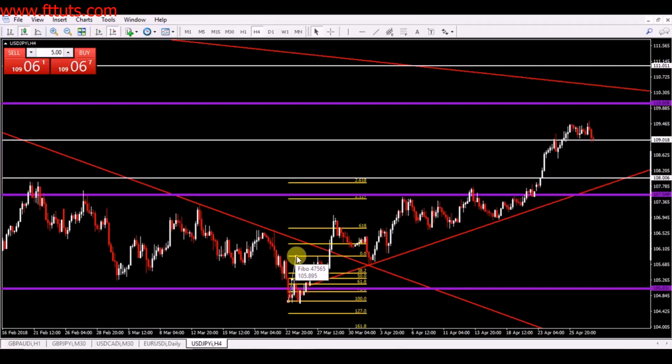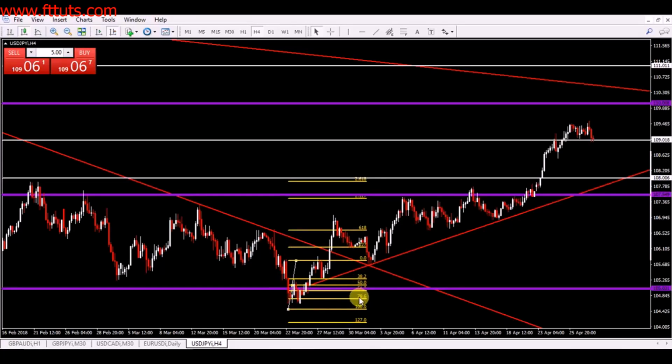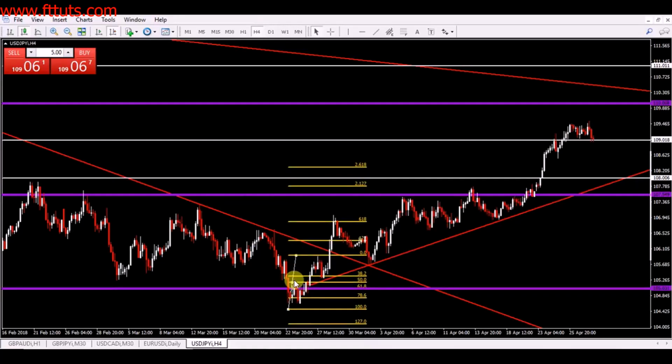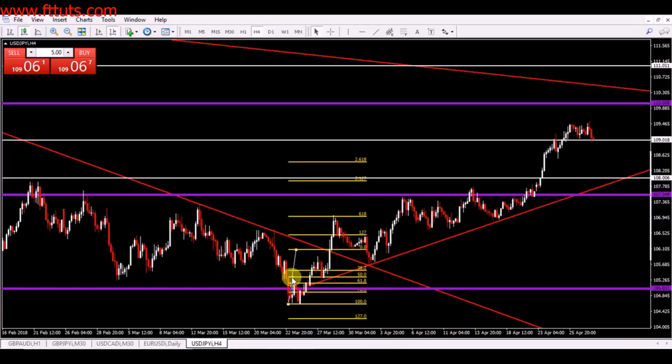If we get a retracement that's 61.8, 50, or 38.2, we can expect a 61.8 extension to be hit. If we have a retracement that's deeper than that, say the 78.6, which you can see right here, then you can expect a 127 extension to be hit. That's just my rule of thumb when using Fibonacci.